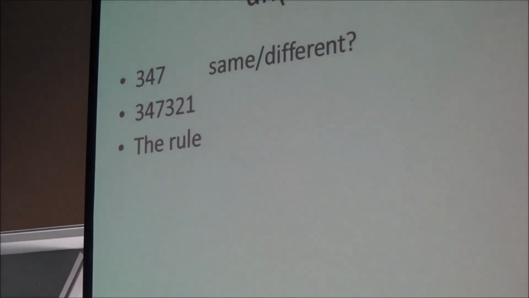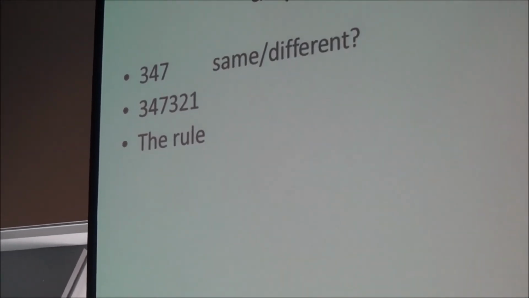3-4-7. 3-4-7. Are those the same or different? Let's try again. 3-4-7. 3-4-7. Oh, that's a bit better. Are they the same or different? And if they're different, how are they different? And what name do we use for this difference? 3-4-7 is down up. 3-4-7 is down. It's that arrow going down. So we've got a difference here.